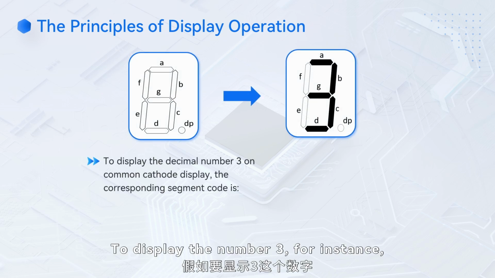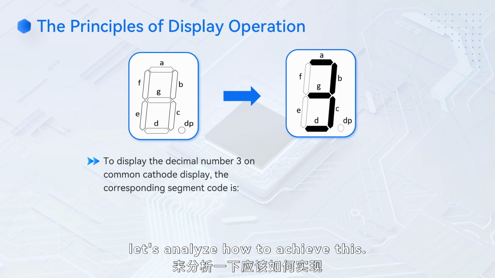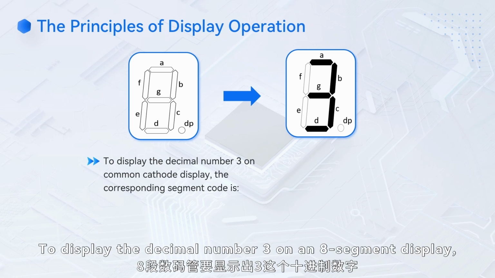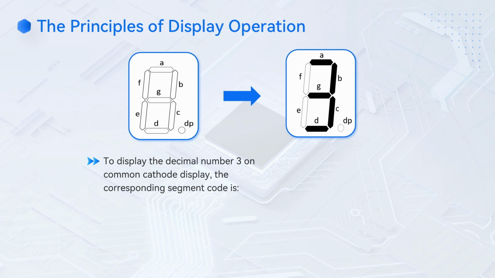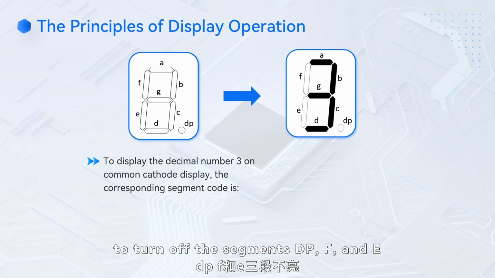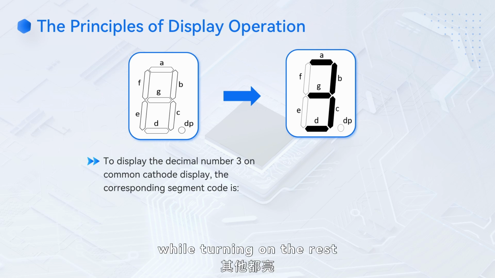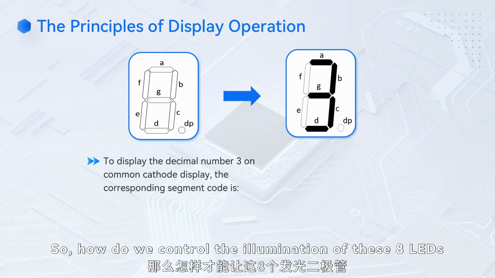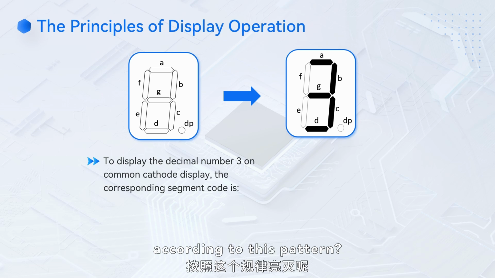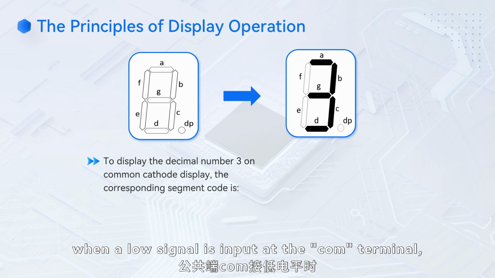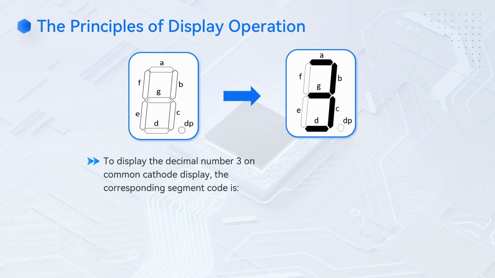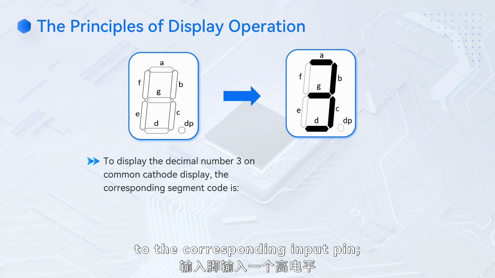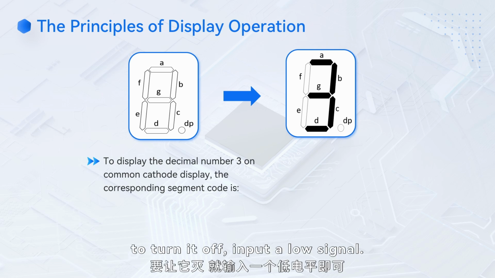To display the number 3, for instance, let's analyze how to achieve this. To display the decimal number 3 on an 8-segment display, as shown in the diagram, you simply need to turn off the segments D, P, F, and E while turning on the rest to display the number 3. So, how do we control the illumination of these 8 LEDs according to this pattern? For a common cathode display, when a low signal is input at the COM terminal, to turn on a specific segment, you just need to input a high signal to the corresponding input pin. To turn it off, input a low signal.